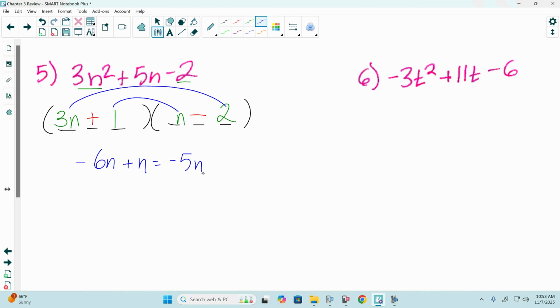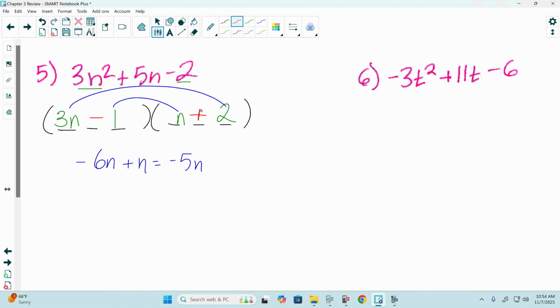Is that the middle term we wanted? Well, yes and no, because we wanted it to be 5. It is 5, but it's negative instead. So since we got the correct number but wrong sign, I'm going to flip the signs. Because the other option is that we switch the 3n and n, and we switch the 1 and 2. We switch everything but the signs. I'd rather just switch the signs.